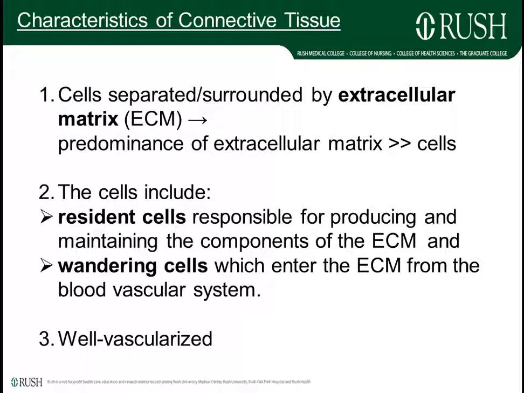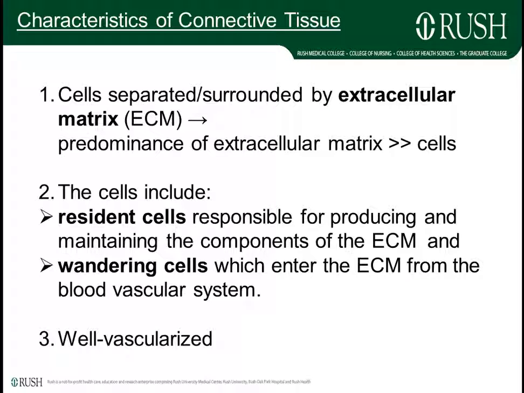The characteristics of connective tissue are diametrically opposed to the first tissue that we looked at in detail, epithelial tissue. In connective tissue, the cells are separated and surrounded by a large amount of extracellular matrix materials, whereas we saw in epithelial cells that those cells were very tightly adhered to one another and had very little separation between them, and therefore very little extracellular matrix. In fact, in connective tissue, there's a predominance of matrix over cells.